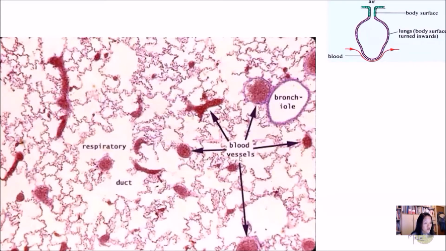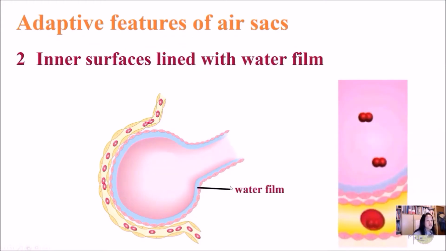And for other features, you will see there are a lot of blood vessels. For blood vessels, you can see the red blood cells, the blood smear, which is red in color. When you see these red colors, most probably they are blood vessels. And this one, you cannot see the blood inside because this is the structure of the lungs. So this one is the tube which leads to the air sac. We call them bronchioles. The second adaptive feature: we find that the inner layer of the lung is lined with a water film.